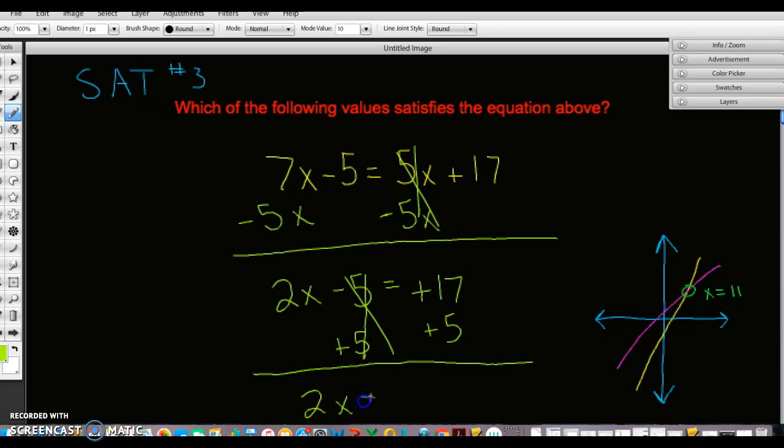2x equals 17 plus 5. That's going to be 22. Divide 2 on both sides. x equals 11. And so we just proved that the x value at which these two lines meet is going to be 11.